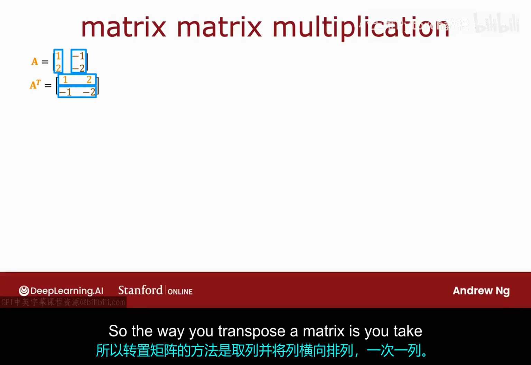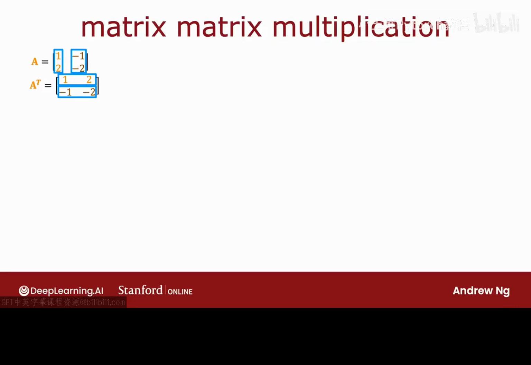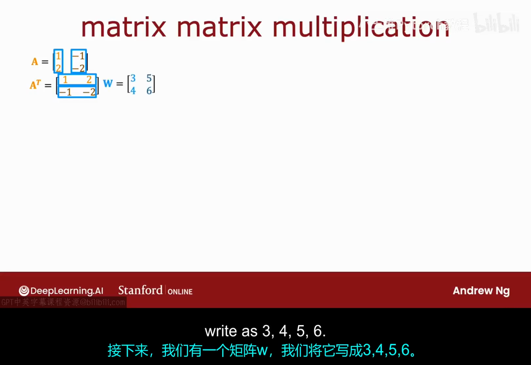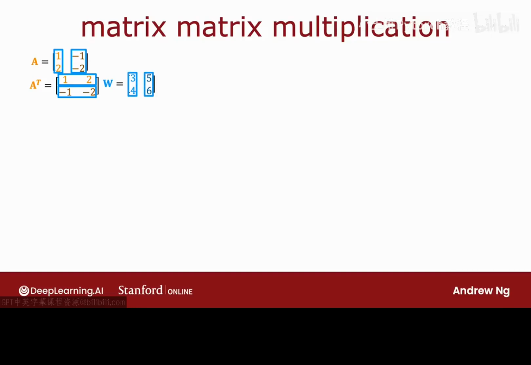So the way you transpose a matrix is you take the columns and you just lay the columns on the side, one column at a time. So you end up with this being A transpose. Next, we have this matrix, W, which we're going to write as 3, 4, 5, 6. So there's a column 3, 4 and a column 5, 6.